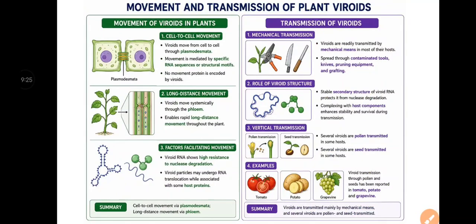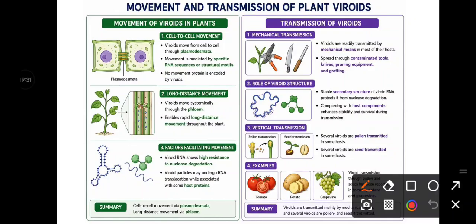Next, about the movement and transmission of viroid. Viroid movement means how it spreads from one cell to another cell inside a single plant, that we call movement. But transmission means how it transmits from one plant to another plant, from one location to another location totally. Okay, not one cell to another cell.